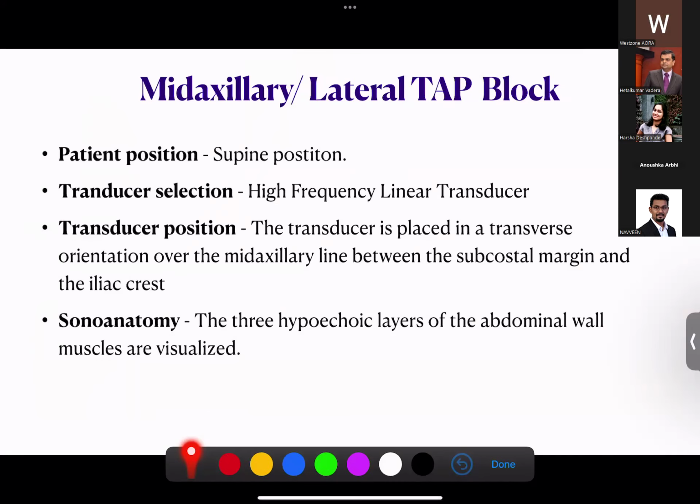Now we come towards the mid-axillary or lateral TAB block. The patient lies in the supine position. The transducer we select is the high frequency linear transducer, and it is placed in the mid-axillary line between the costal margin and the iliac crest.